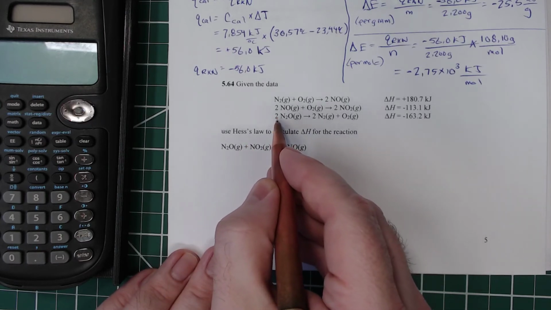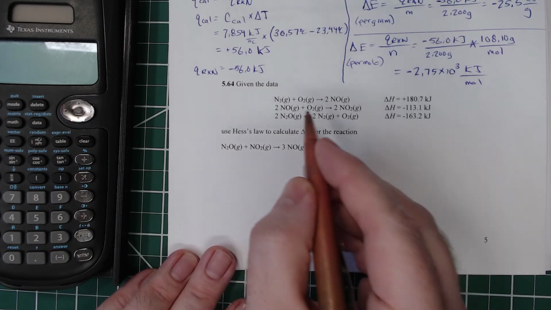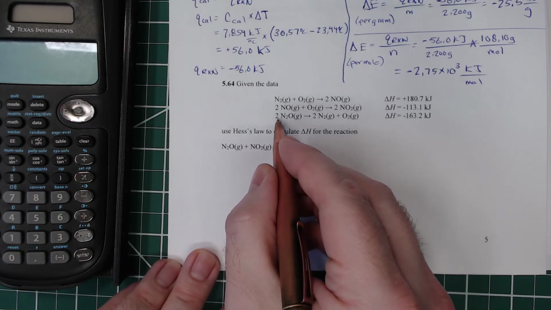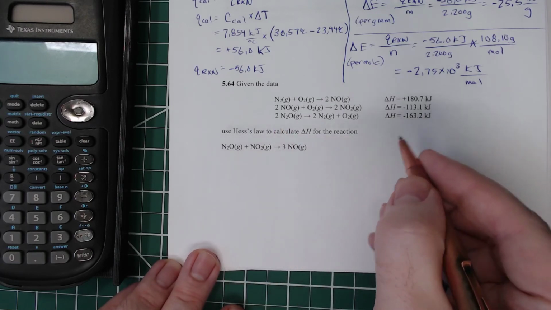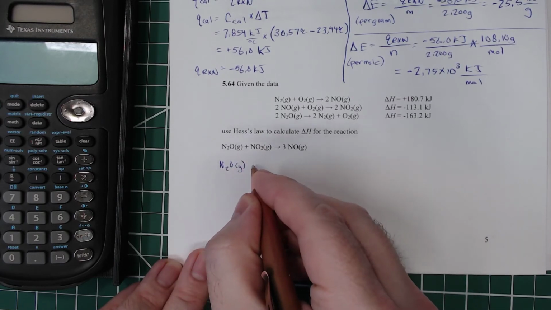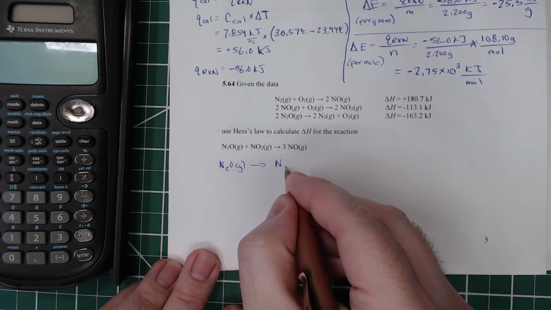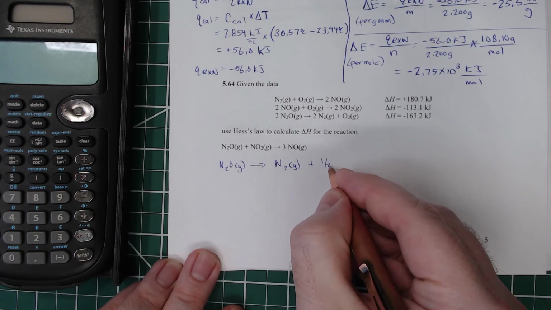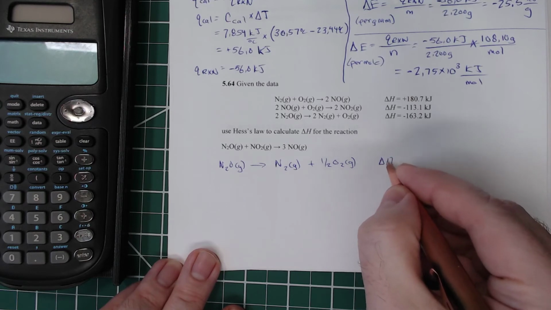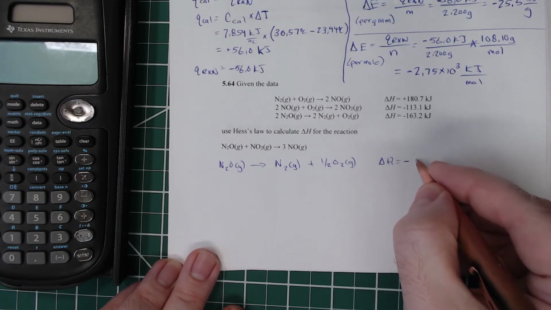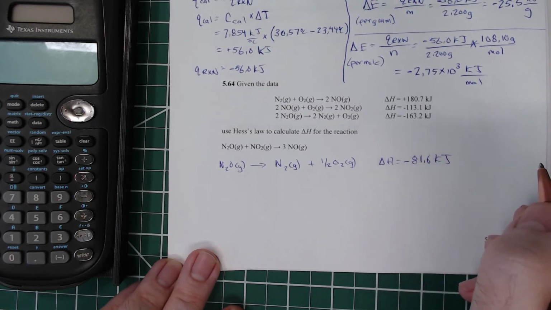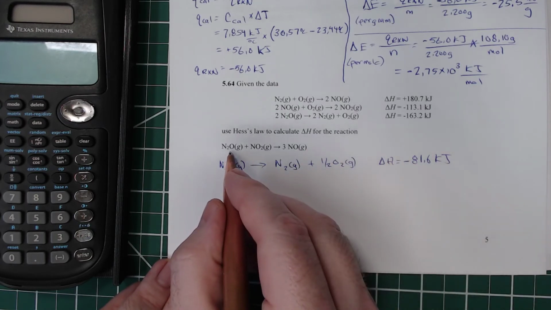You'll notice here that it is on the correct side, so it is on the reactant side. However, you'll notice that it is not the right number. So we're going to take that 3rd equation and multiply it by 1/2. And so when we do that, we will get N2O gas gets converted into N2 gas plus 1/2 of a mole of O2 gas. And that has a delta H value of half that number, so negative 81.6 kilojoules. All right, so we've taken care of the N2O.